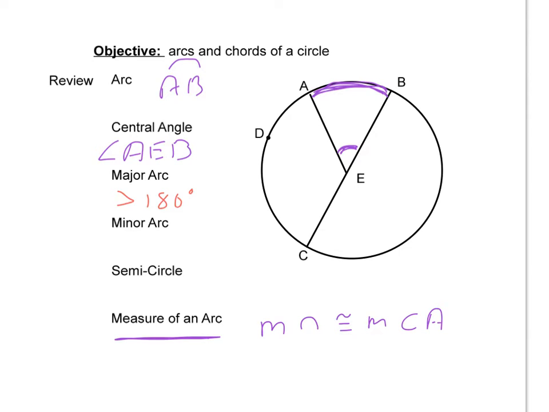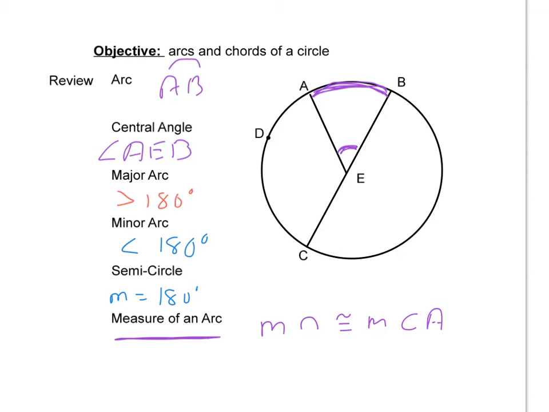So again, I just defined for you a minor arc. A minor arc is less than 180 degrees. And of course, a semicircle has a measure equal to 180 degrees. It's half of a circle.